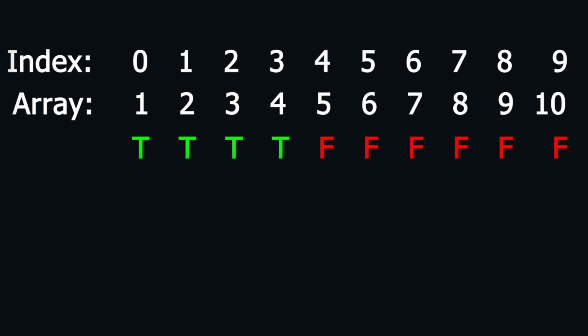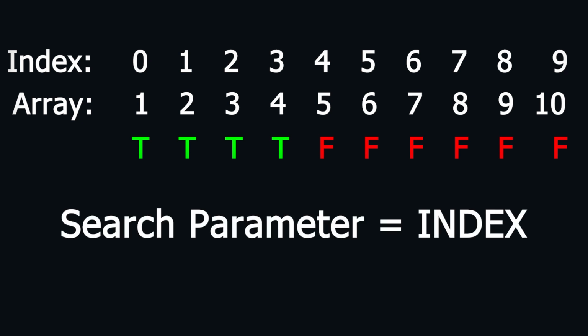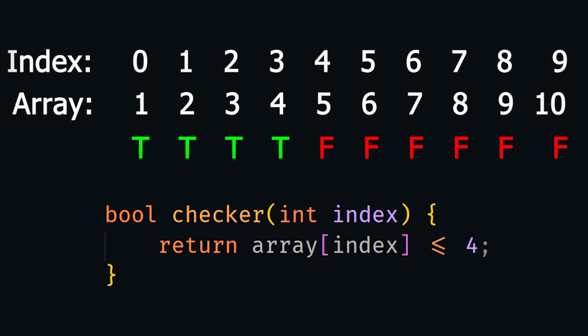Once you are able to divide the search space like this, you can be sure that it can be solved using binary search. Writing a function to check if our search parameter, which is index in this case, is at true or false is very easy here. Let's call it our checker function. It accepts the search parameter index and returns true or false accordingly.